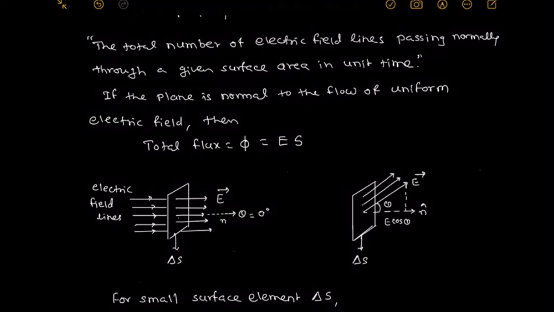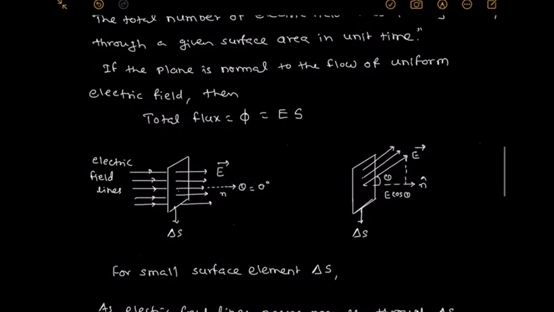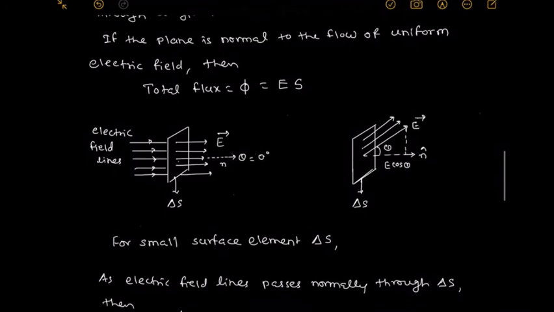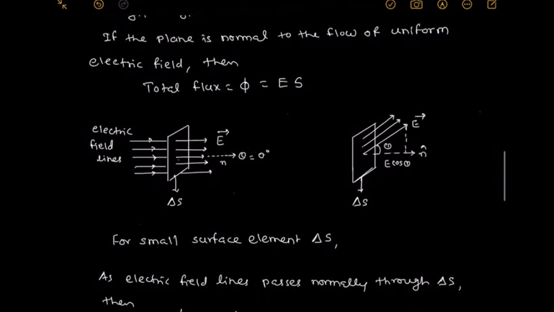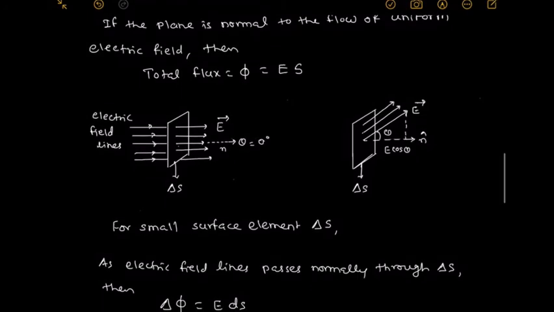And if theta is 0, then the electric field component is simply E. Hence, through the small surface element delta S, the electric lines pass normally, and the flux is delta phi equal to E into dS.